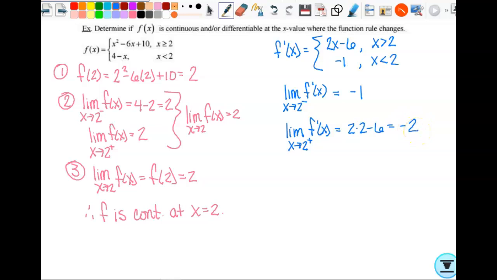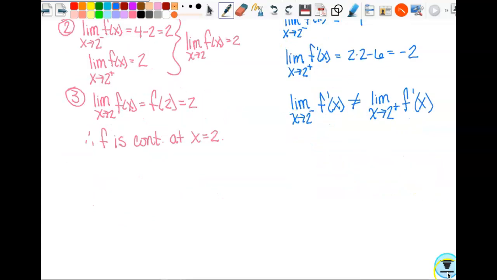Okay, so my limit from the left does not equal the limit from the right. So I can say the limit as x approaches 2 from the left of f prime of x, make sure you're using the right notation, does not equal the limit as x approaches 2 from the right of f prime of x. Therefore, f is not differentiable at what? x equals 2.